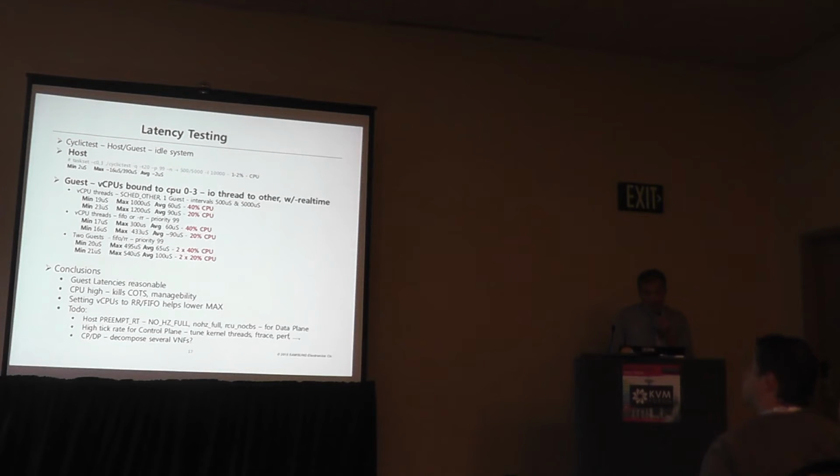The conclusion here is the way things are right now, it basically kills COTS, because we would have to get some big server that is like 64-way NUMA, and that's not a direction we want to move into. Setting vCPUs to RR5 does help limit the max. Future direction is host running in preempt-RT. So either isolate CPUs or nohz_full. This would be primarily for data plane applications, and offload the RCU processing.